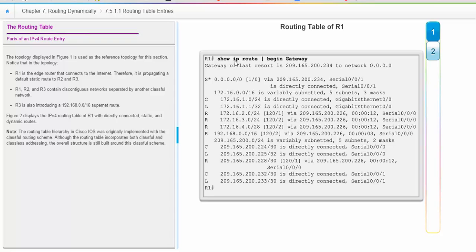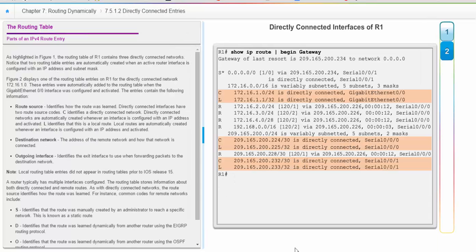So if you do the show IP route and we begin at the gateway statement, this is what we're going to look at. We're going to look at the routing table. You'll notice here that the routing table of router 1 contains 3 directly connected networks. And notice that 2 routing table entries are automatically created when an active router interface is configured with an IP address and a subnet mask.